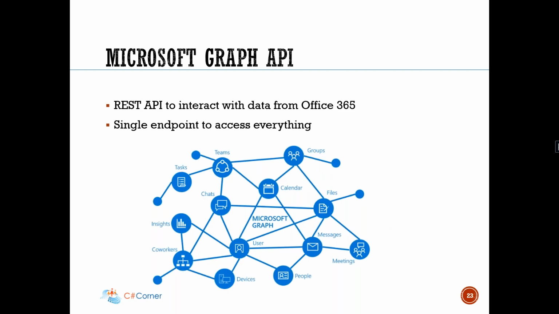So what is the Microsoft Graph API? It's a REST API to interact with data from Office 365. Most of the resources are available right now, and there is new development also going on in Microsoft Graph API. So you will have new features and new functionality being added day by day. But as of now, most of the functionality of Office 365 is available in the Graph API. It's a single endpoint, so you can access everything: your chats, your calendar, your files, your email messages, and everything you can access using Graph API.